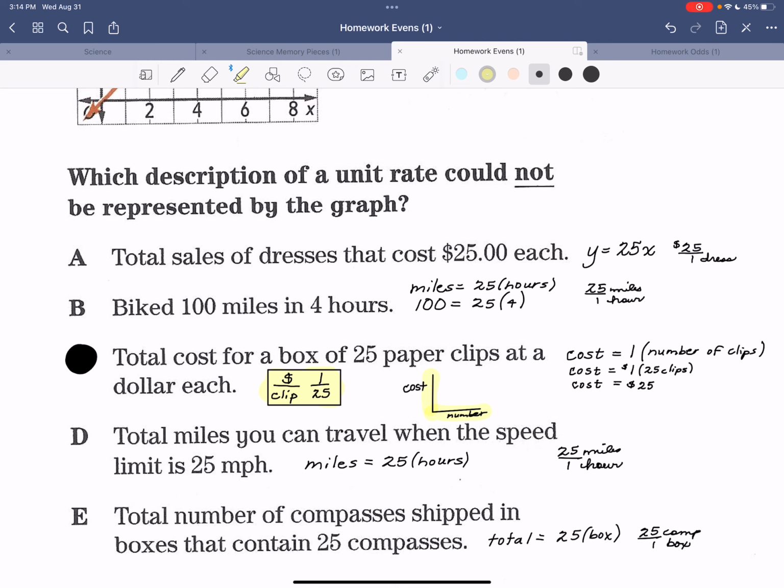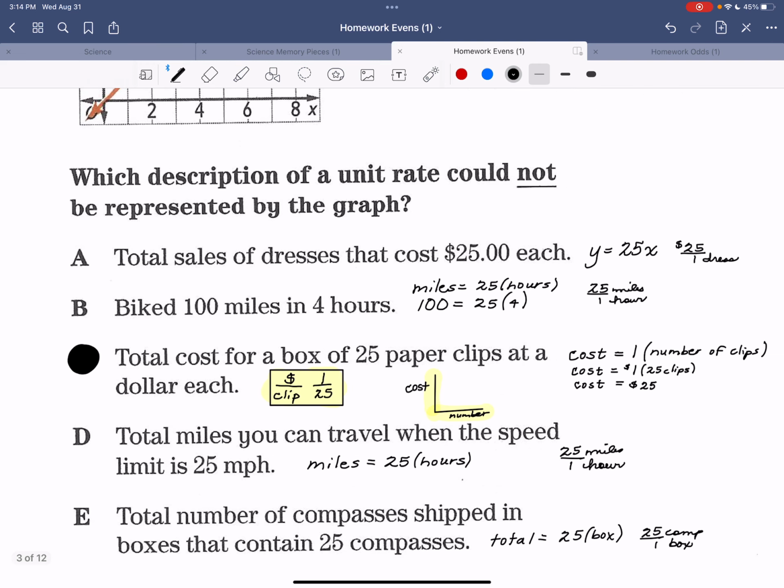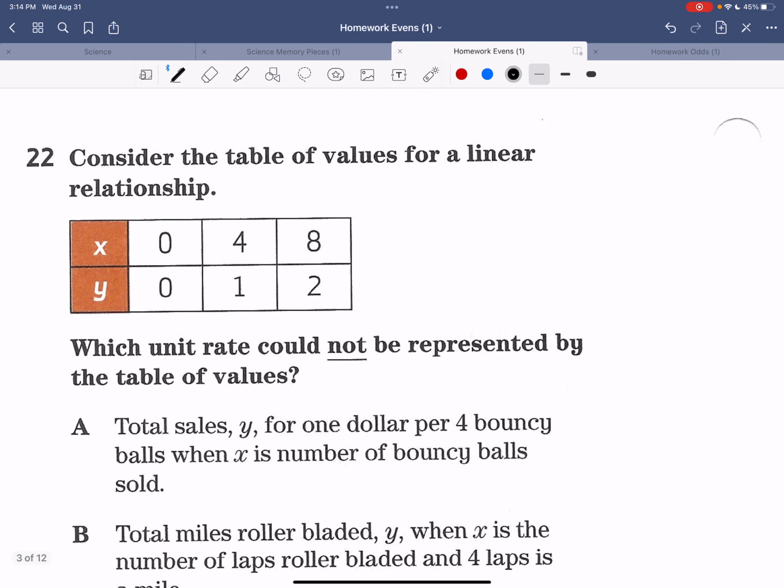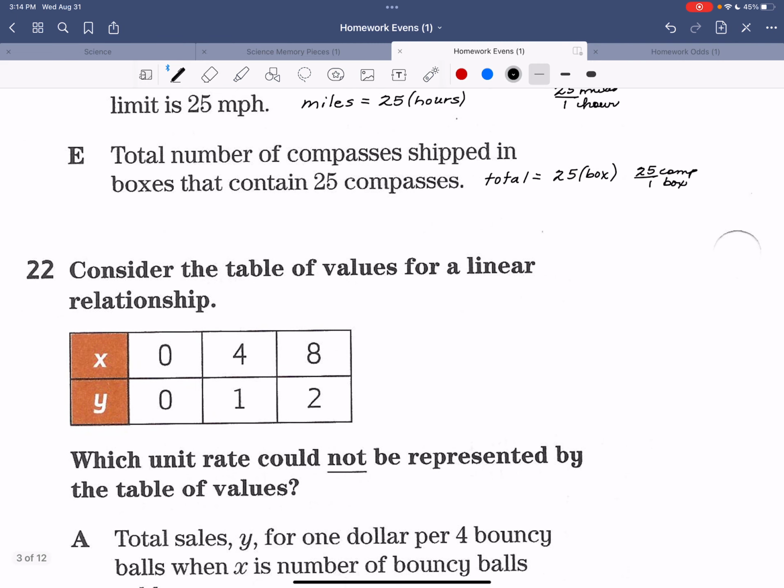I wish I could say don't worry about that question, but I actually think it's a pretty good question. I'm just not sure I did a very good job explaining it. Okay, finally, consider the table of values for a linear relationship.